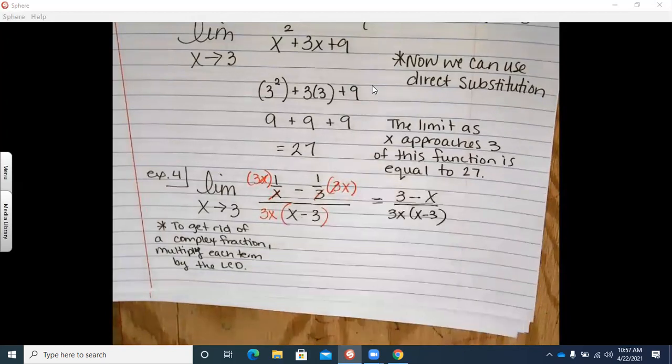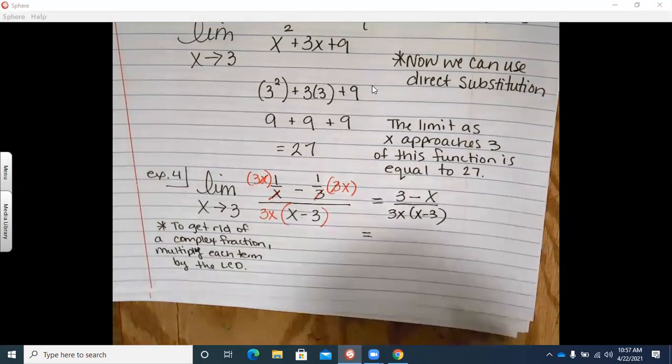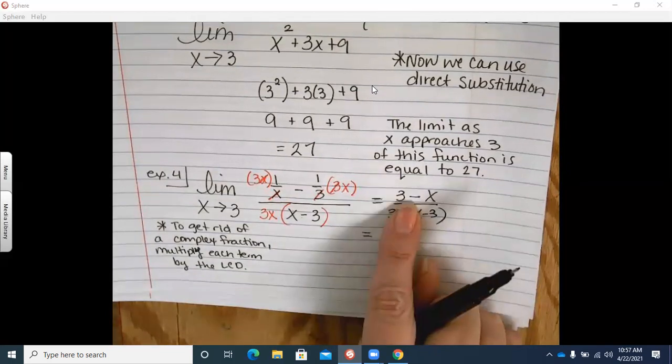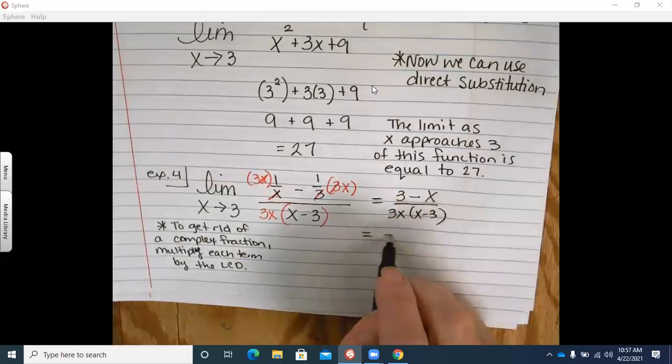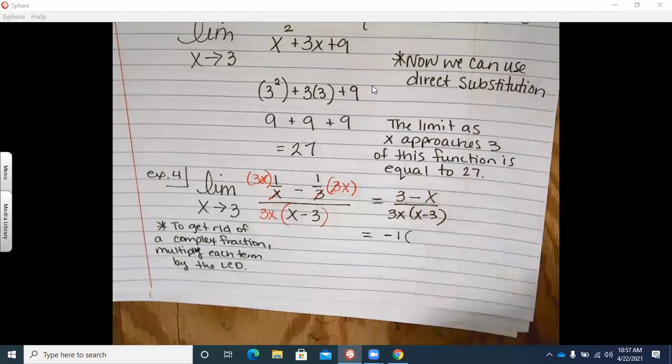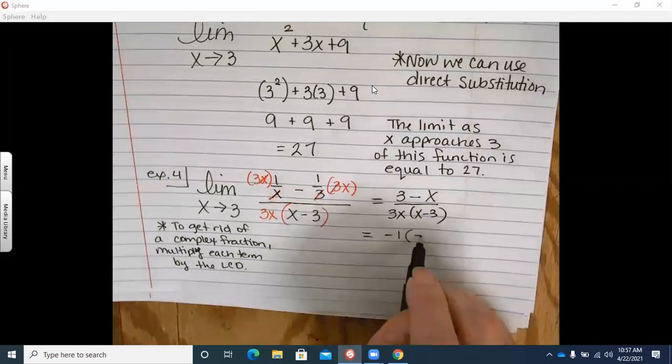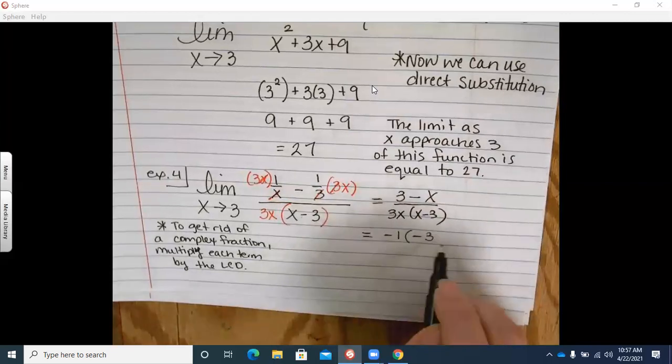Now, is 3 minus x equivalent to x minus 3? No, because the x is negative in one and positive in the other. The 3 is positive in one and negative in the other, right? So it can't cancel as it is currently. Well, what if I factored out a negative 1 from the numerator? If I factor out a negative 1, so 3 divided by negative 1 is negative 3. Negative x divided by negative 1 is positive 1x, or just positive x.